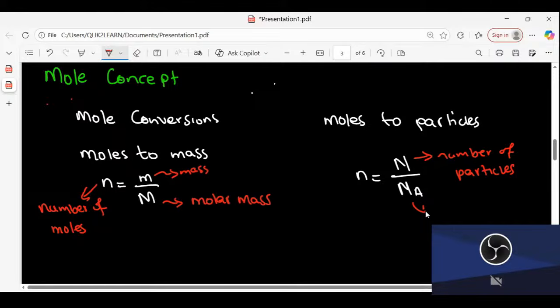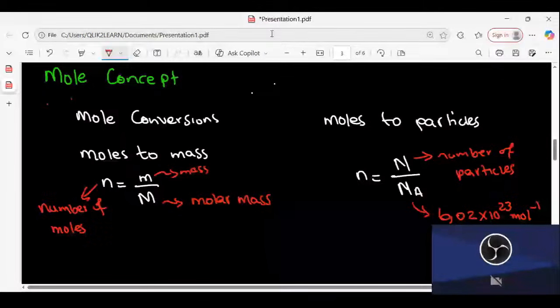And this one is what we call Avogadro's constant. This constant is given as 6.02 times 10 to the power 23 per mole. That's the Avogadro's constant. Then n is the number of moles. I'm not going to write that again.